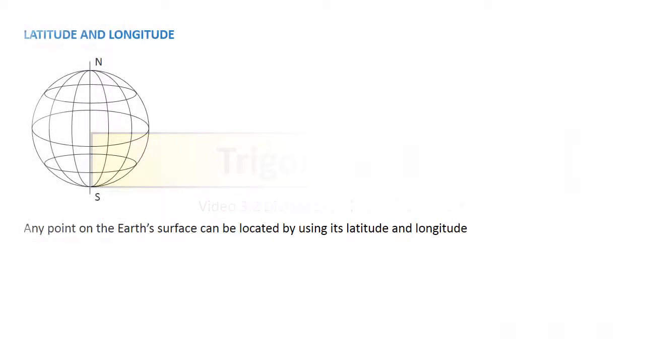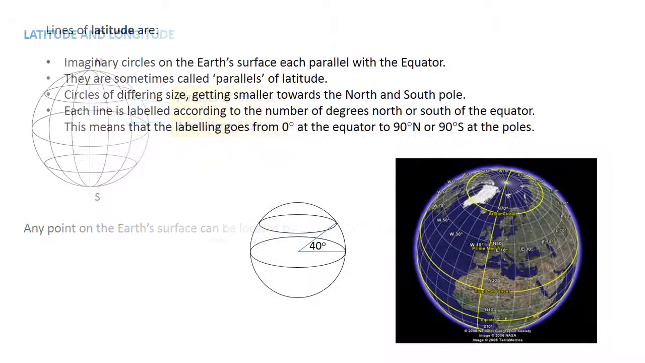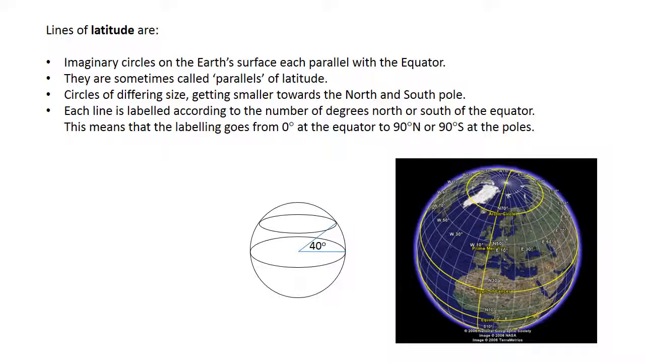This video introduces latitude and longitude and shows you how you can calculate distances on a line of longitude. Any point on the Earth's surface can be located using its latitude and longitude. Lines of latitude are imaginary circles on the Earth's surface, each parallel with the equator.